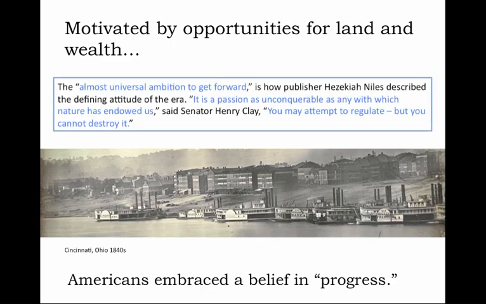As Senator Henry Clay from Kentucky put it, the almost universal ambition to get forward. In the words of Hezekiah Niles, a popular publisher of the age, the almost universal ambition to get forward chimed perfectly with Senator Clay's own exclamation that it was a passion as unconquerable as any with which nature has endowed us. That is how Clay framed this material ambition. You may attempt to regulate it, he said, but you cannot destroy it.